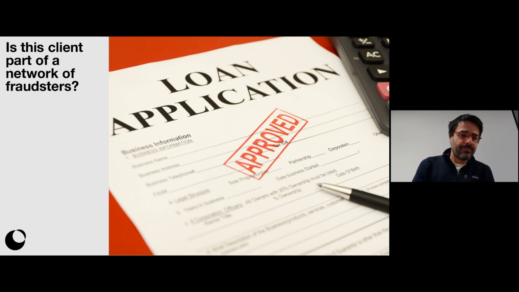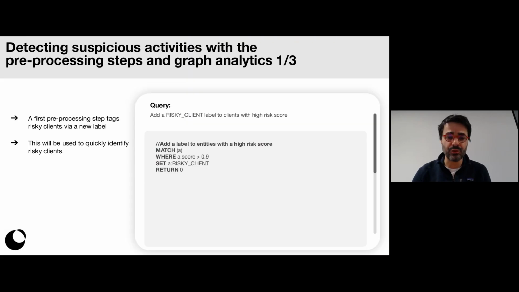Another use case. This time we want to know if a new client is actually part of a network of fraudsters. Once again, we are going to be using the pre-processing step to figure that out together with graph analytics. At first, we are going to tag risky clients with a new label, which is risky client. This will be used in the upcoming steps of the process to identify those risky clients.